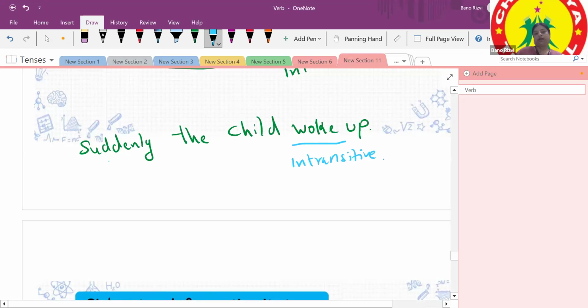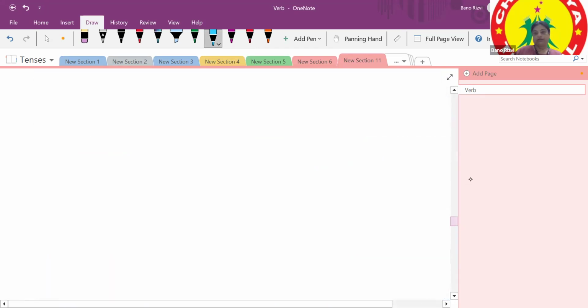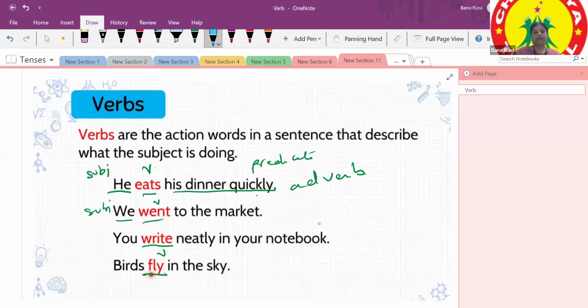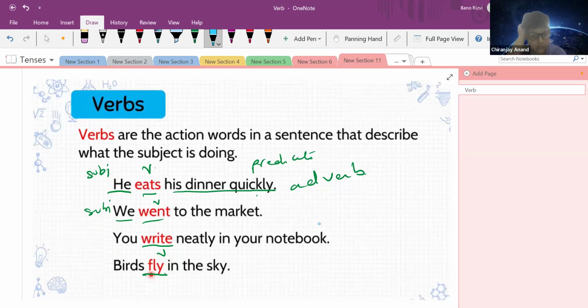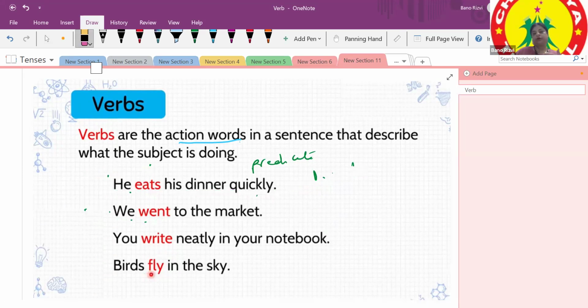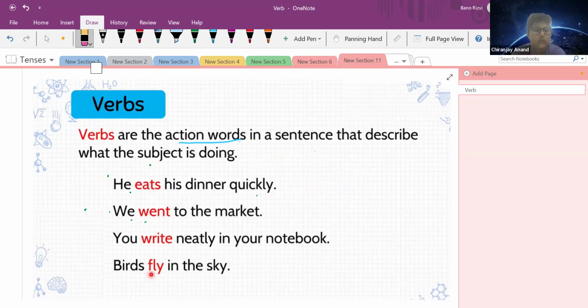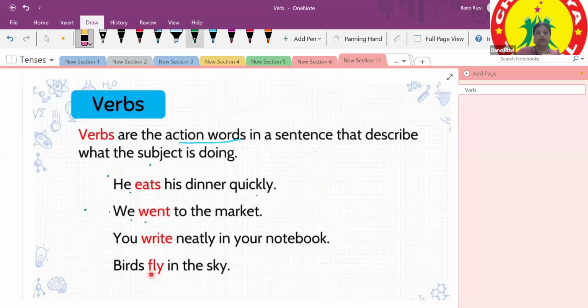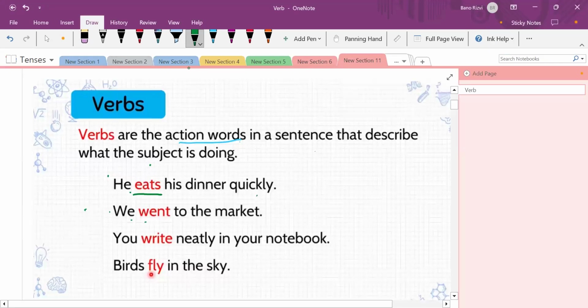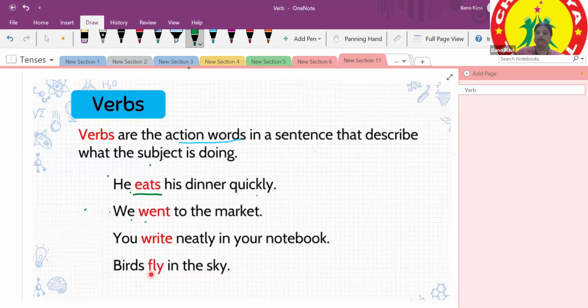Hi Tarandeep. We were doing verbs today, and you joined very late. So I will give you a small revision of what we were doing. We have a sentence here: He eats his dinner quickly. So eats is the action word. We have done subject and predicate, so now we are doing verbs. Verbs are the action words, the words that do the action for the subject. Here eats is the verb.